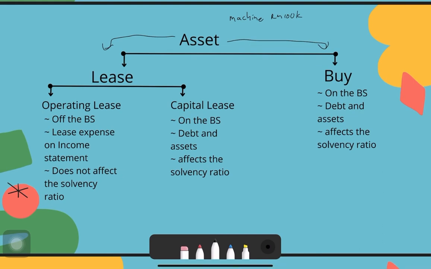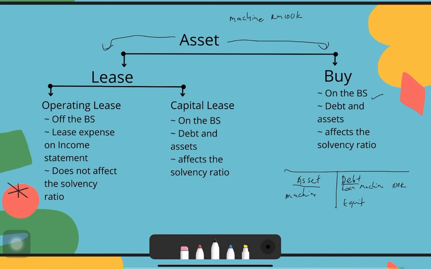So what is the effect if the company buys the asset? If the company buys the asset, it must be recorded on the balance sheet, under the asset. And let's say the company uses debt to buy the asset. So this is the balance sheet: debt, equity. If the company uses debt to finance the purchase of the asset, it must be recorded here. So loan on machine, which is 100K. And at the same time it must be recorded under the asset. So the machine is 100K.